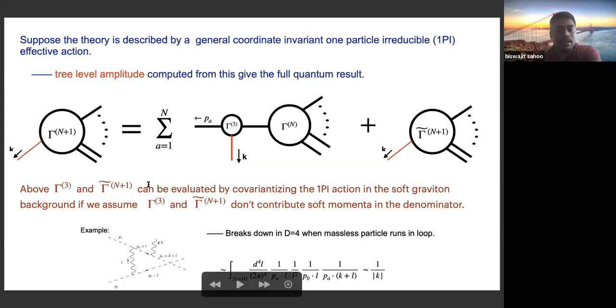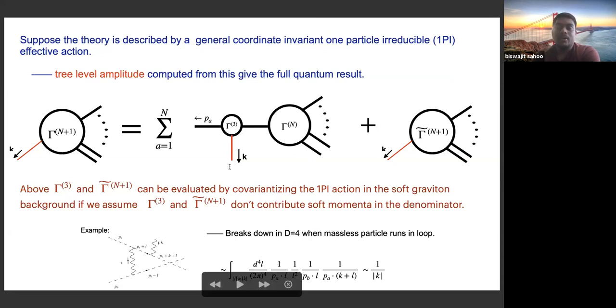So if we want to compute gamma n plus 1, then we have to compute a diagram where n high energy legs are there and one soft graviton is attached with momentum k. And this amplitude we can divide into two subsets of diagrams. In one kind of diagram, the soft graviton is attached to a finite energy leg, like in the external line. There we will have a propagator with momentum pa plus k. And the other set of diagrams, where the soft graviton is not attached to any external leg, we consider as gamma tilde n plus 1.